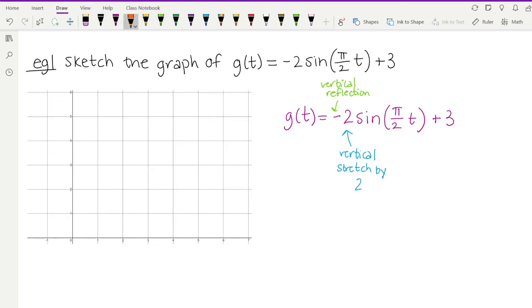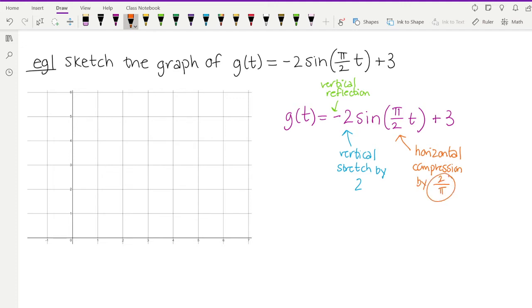Okay, what else do we have? Well, here we're multiplying t by pi over 2. And this one actually is, I think, a little bit hard to figure out. Well, actually, I guess if you think about what kind of a number pi over 2 is, it's about 1.5, right? So it's bigger than 1. So we know that if this number that you're multiplying t with is bigger than 1, it's going to compress the graph horizontally. So this is going to be a horizontal compression by 2 over pi, right? You want to take the reciprocal of that number.